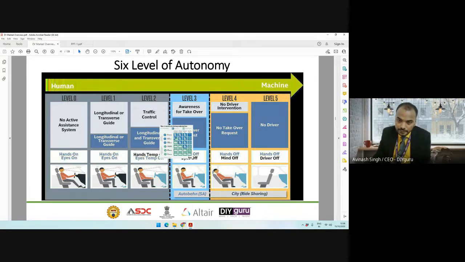In this case, the response of the driver will be a bit slow. Although his hands are off, minds are off, he's relaxing. But even so, if it is required, he can put his hand on the steering and foot on the brake pedal and acceleration pedal. And level 5 is complete autonomy, where there is no driver at all present on the driving seat. Any questions with this? Level 1 to level 5?